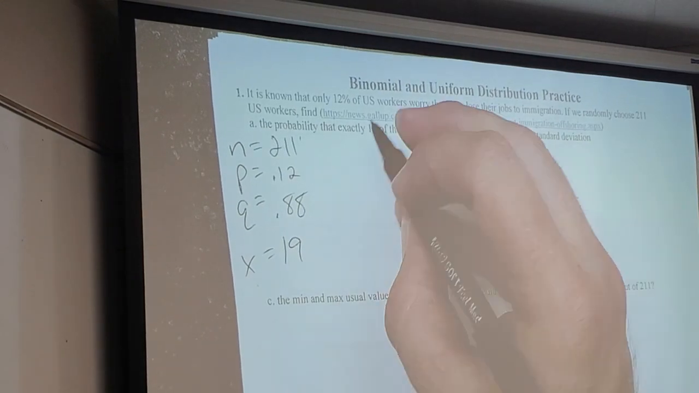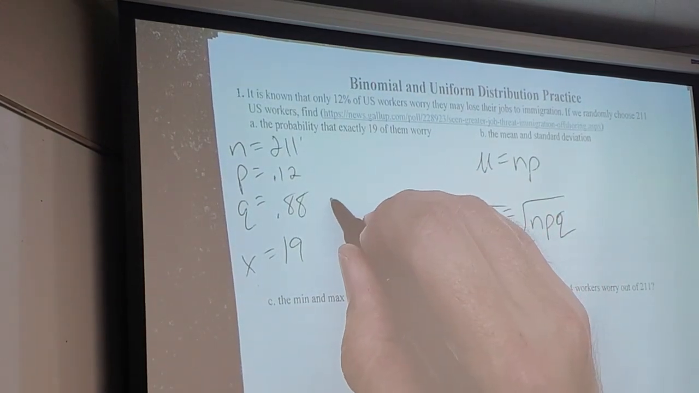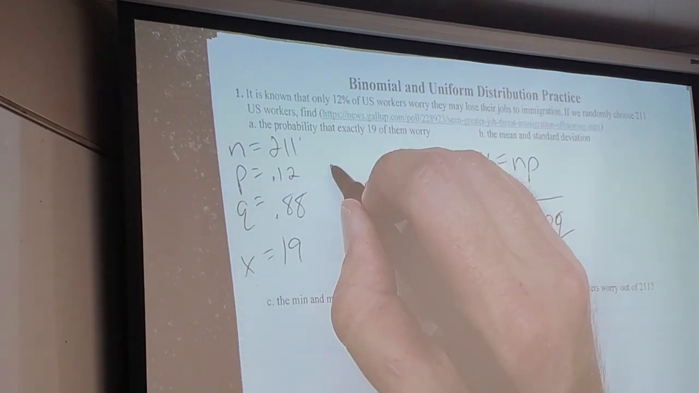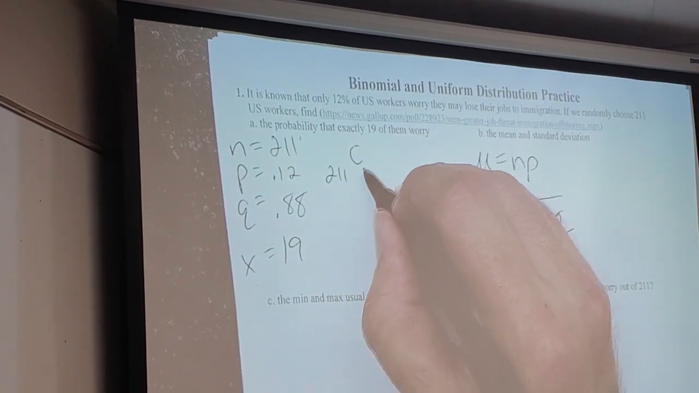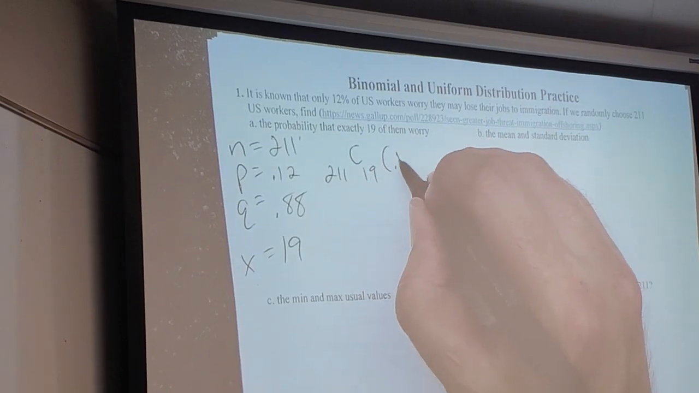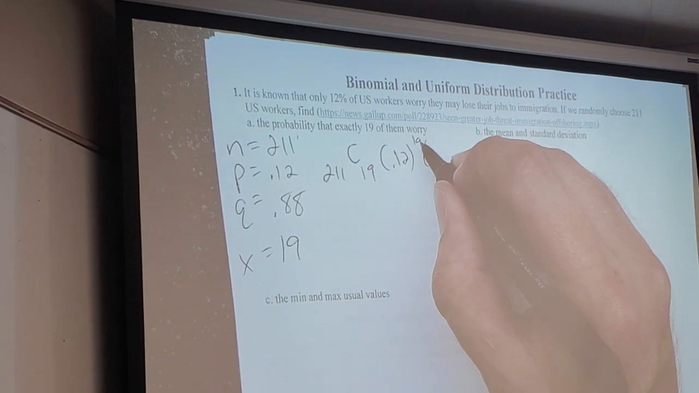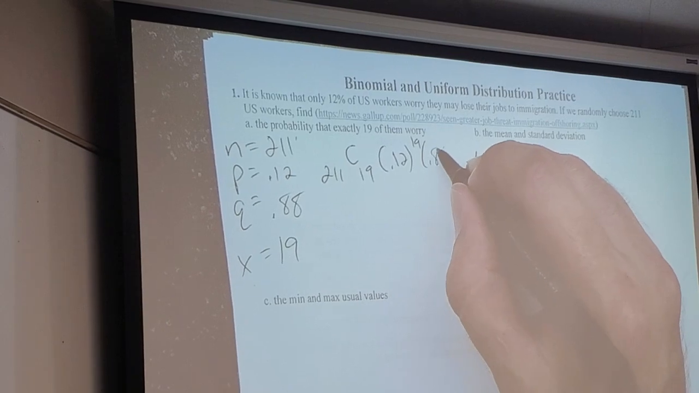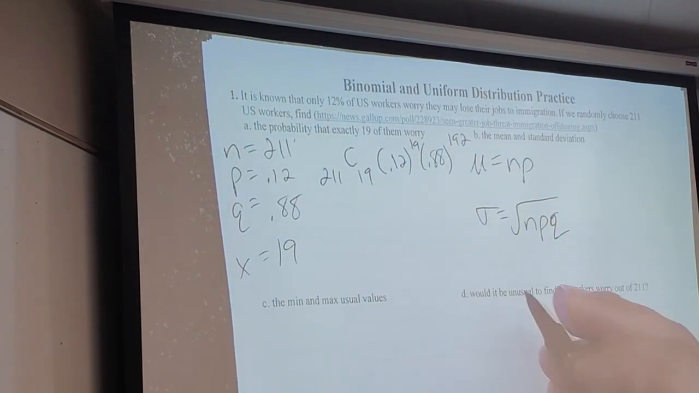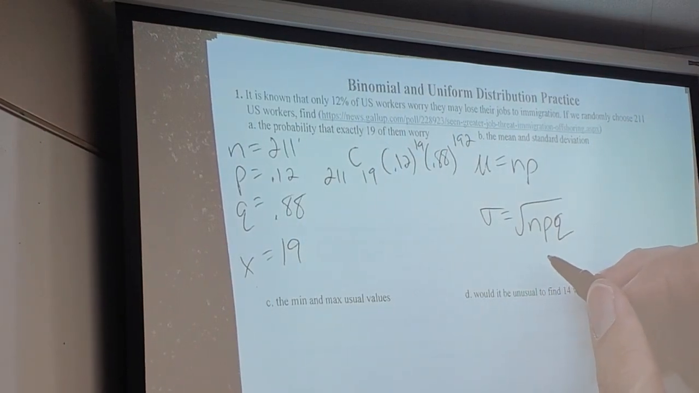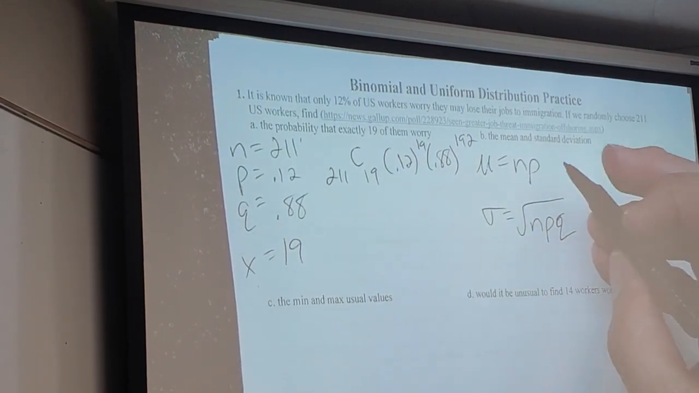So then what's the formula look like? 211 choose 19. So I've got 19 successes. So how many failures do I have? 192? Yeah, that makes sense. Okay.